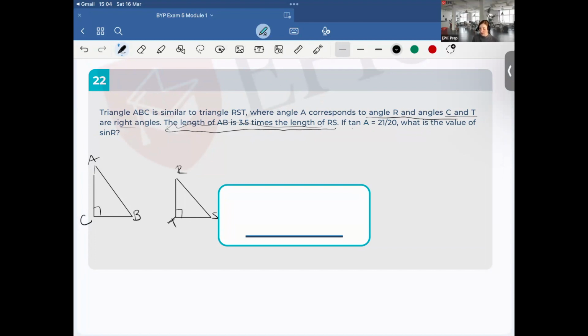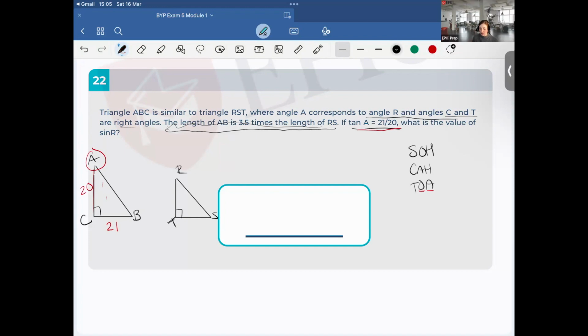Okay, so then it tells me tan of A is 21 over 20. So just friendly reminder, it's so good to help remember your side placements. So tangent is opposite over adjacent. Okay, so looking here, tan of A, that would be opposite 21. And adjacent would be this side, so that'd be over 20.